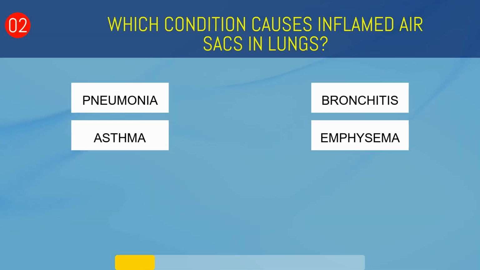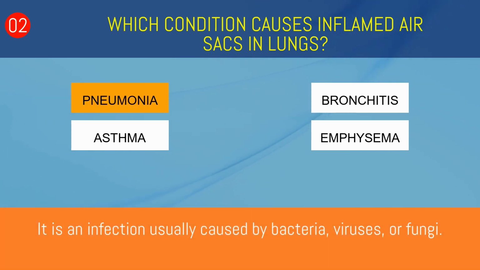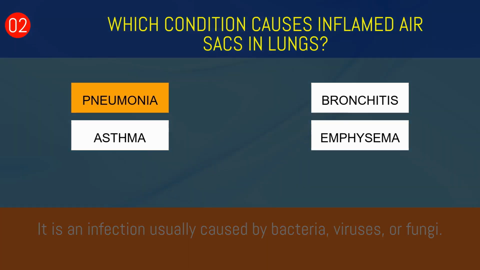Which condition causes inflamed air sacs and lungs? Pneumonia, asthma, bronchitis, or emphysema? Pneumonia. It is an infection usually caused by bacteria, viruses, or fungi.